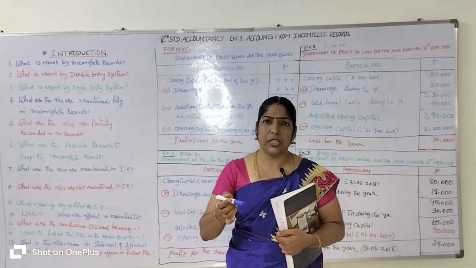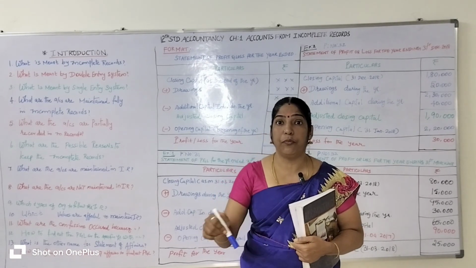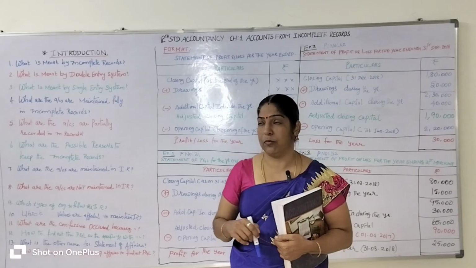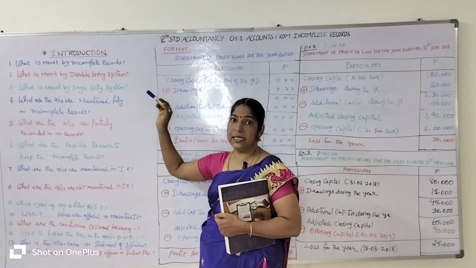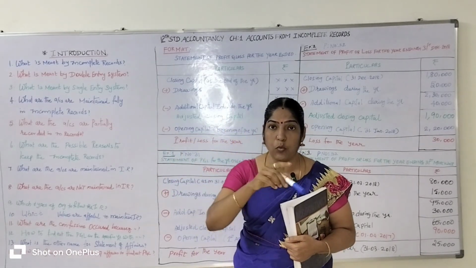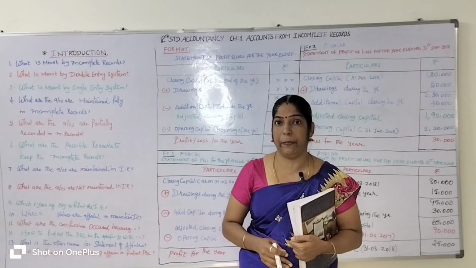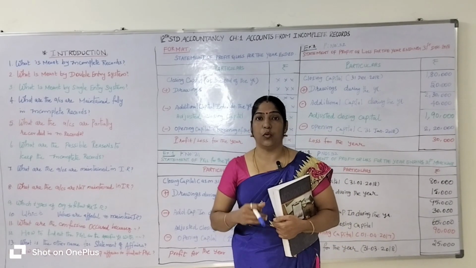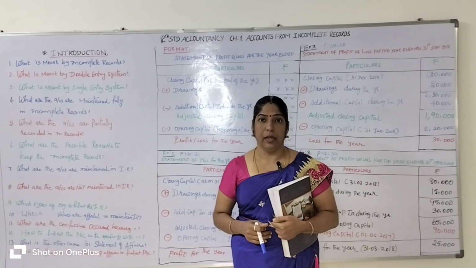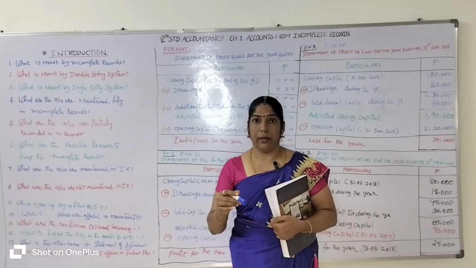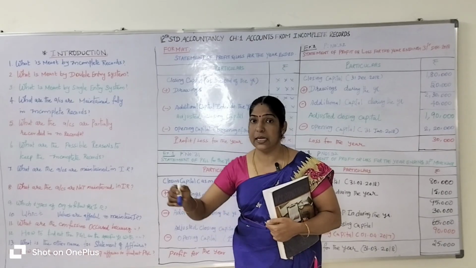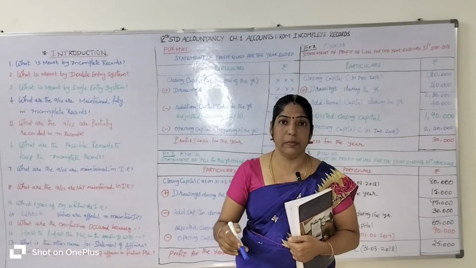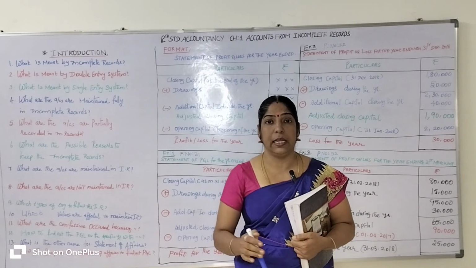So instead of the double entry system, which system do they follow? Instead of the double entry system, they follow the single entry system. What is meant by single entry system? Single entry system means they enter only one side. For example, one transaction: purchased goods for cash 1000 rupees. Some organizations record only a single entry, meaning only one side of the entry.